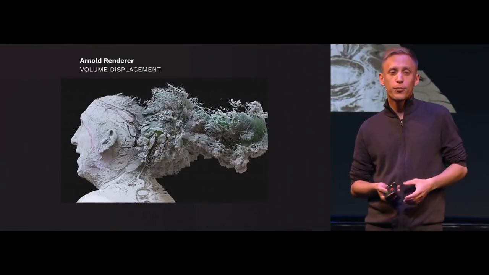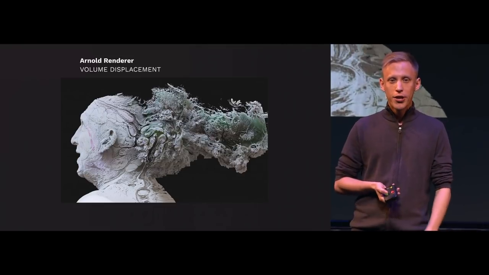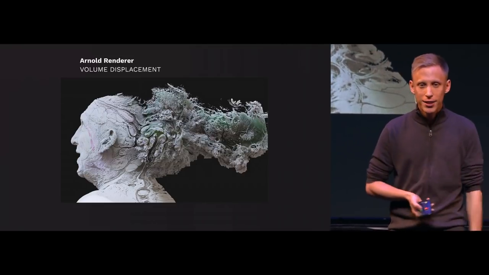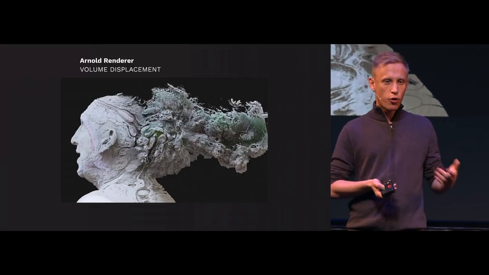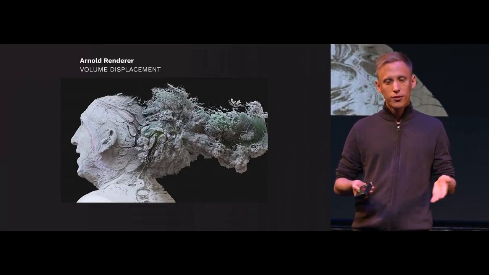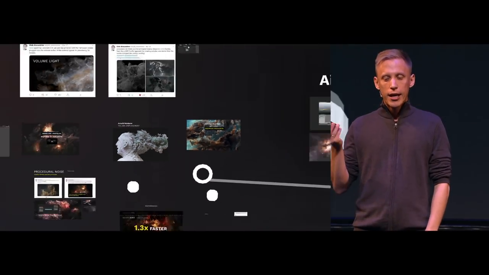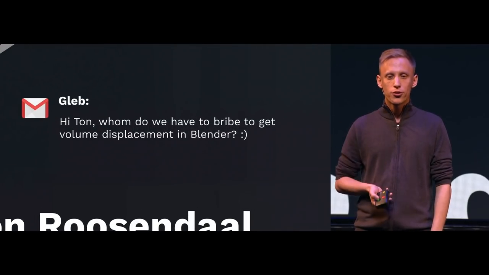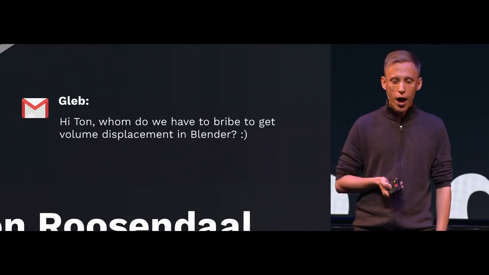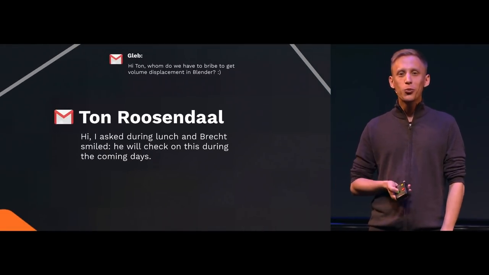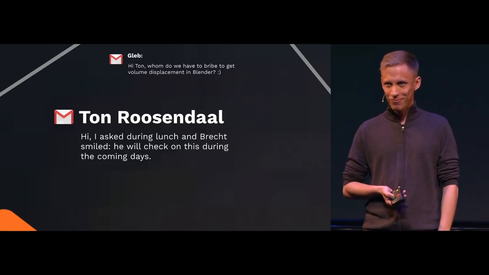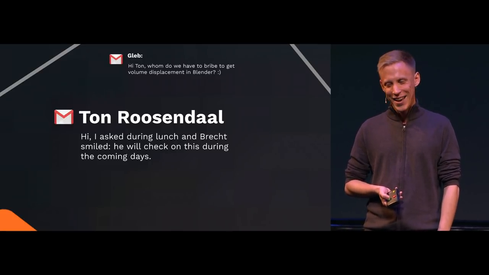like volume displacement in Arnold Render Engine that could help us to do that. And volume displacement does exactly what it says on the tin. It takes the volume and it displaces it using some kind of a texture. And we even wrote to Ton Roosendaal asking whom do we have to bribe to get this feature in Blender. And as it turned out, Brecht van Lommel would be willing to check on this in the coming days. Yay! But we wanted it now.